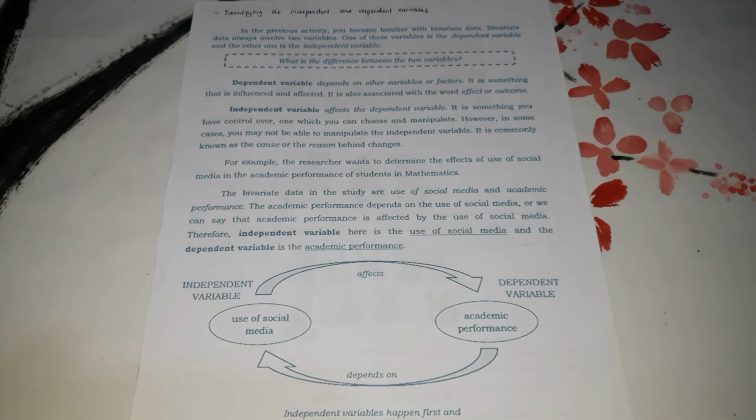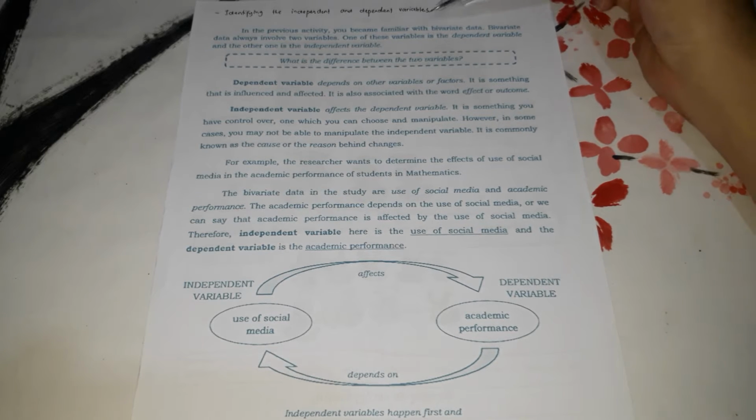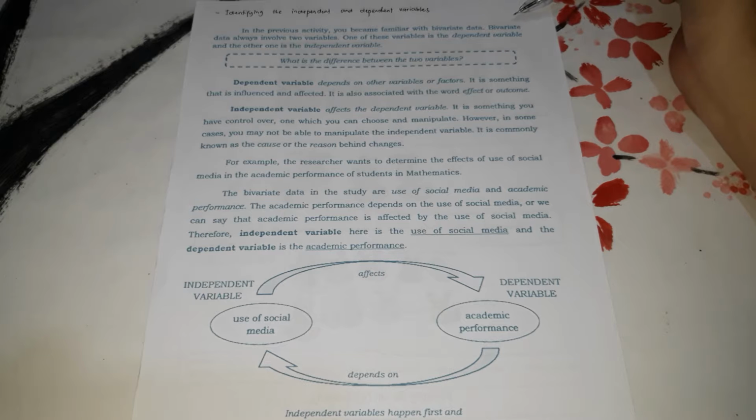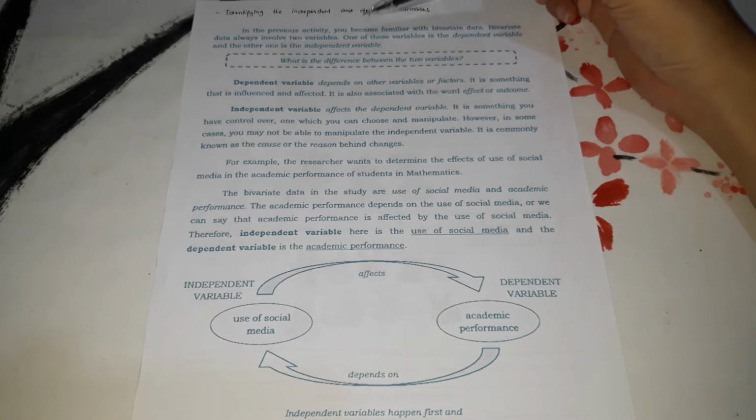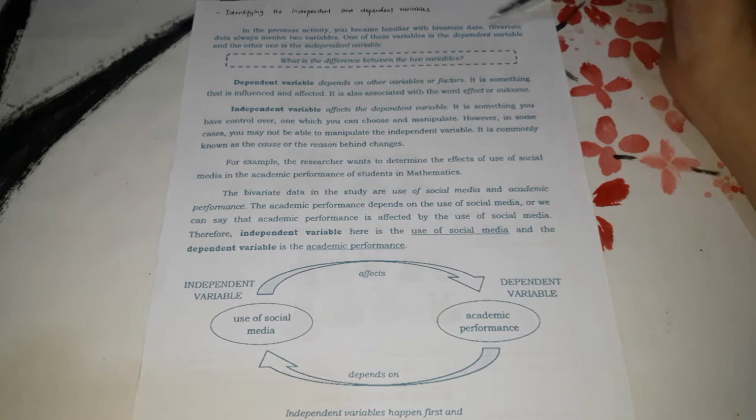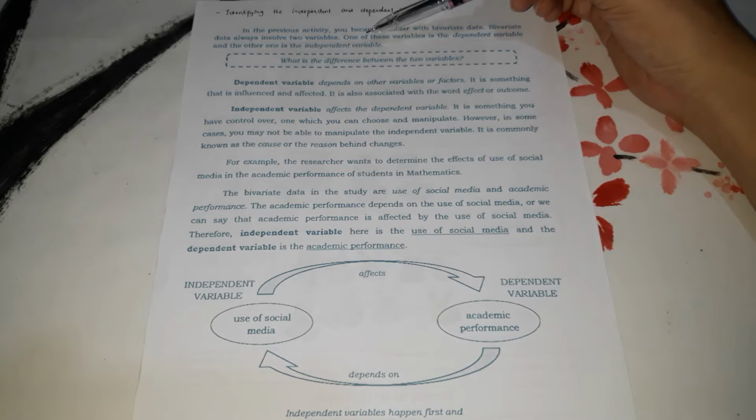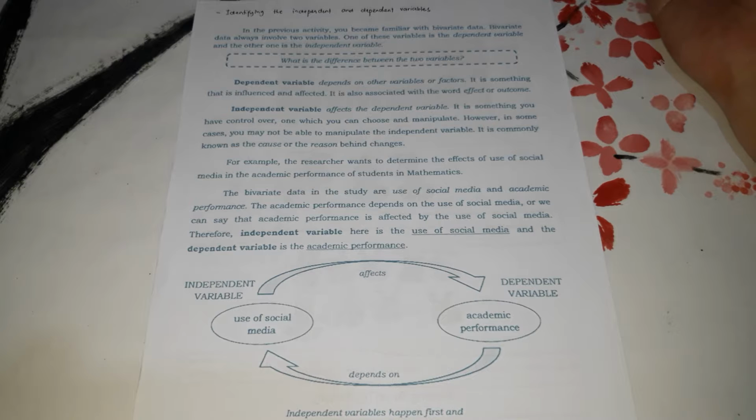So now we're going to identify the independent and dependent variables. In the previous lessons, you became familiar with bivariate data. Bivariate data involves two variables. One of these variables is the dependent variable and the other one is the independent variable. So what is the difference between the two variables? We're going to find that out.